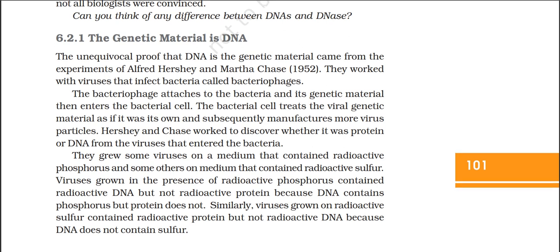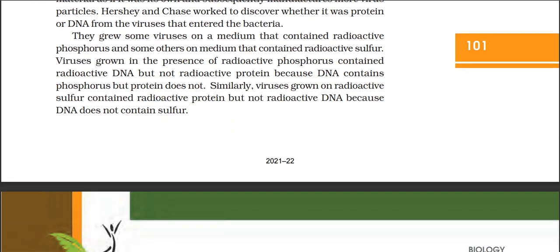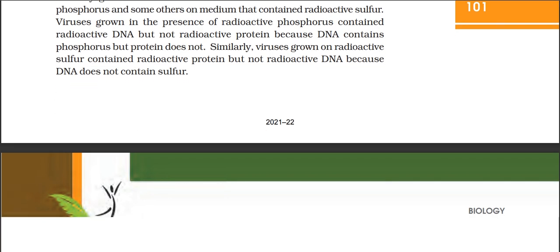They grew some viruses on a medium that contained radioactive phosphorus and some others on medium that contained radioactive sulfur. Viruses grown in the presence of radioactive phosphorus contained radioactive DNA but not radioactive protein, because DNA contains phosphorus but protein does not. Similarly, viruses grown on radioactive sulfur contained radioactive protein but not radioactive DNA, because DNA does not contain sulfur.